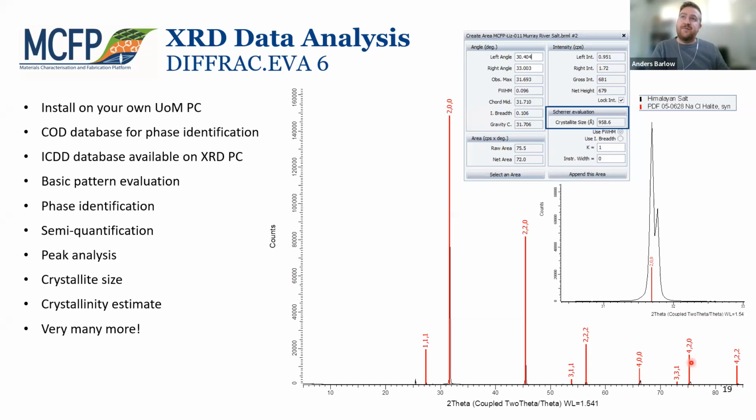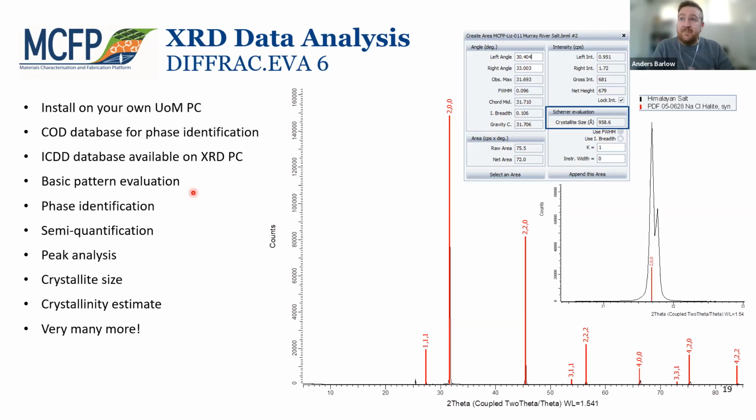Similar to the XRF, we have the data analysis techniques that you need. This is a different piece of software called DIFFRAC.EVA. We have EVA version 6 at the moment is what we're operating with. Now, nicely, the EVA software we can actually give you an installer for, and you can install this on your own UOM-owned PC as well. We can give you the installer for the open database, the COD crystallography open database, to allow you to do your own phase identification. Otherwise, we have the larger paid ICDD database available on the XRD PC as well for you to use while you're operating the instrument, or you can book it out for data analysis as well.